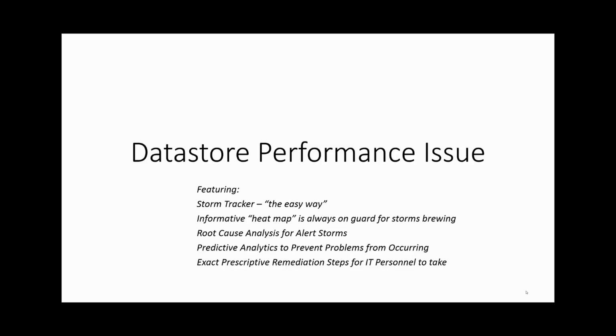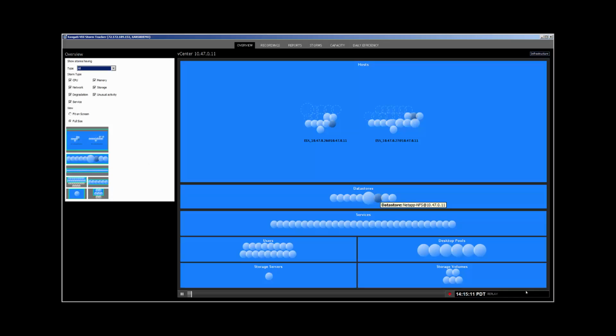and show you how Storm Tracker does root cause analysis of all of the alerts that are occurring in the complex interrelated IT infrastructure, and then how it uses predictive analytics and can actually predict problems before they occur so that you can take action to avoid them even happening in the first place. And when there is a problem afoot, how Storm Tracker gives IT personnel the exact steps that they need to take to resolve the issue and make sure that it doesn't recur. So with that, let's jump into my favorite feature, Storm Tracker.